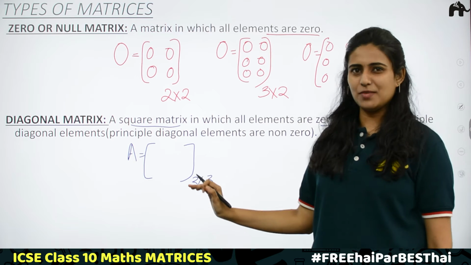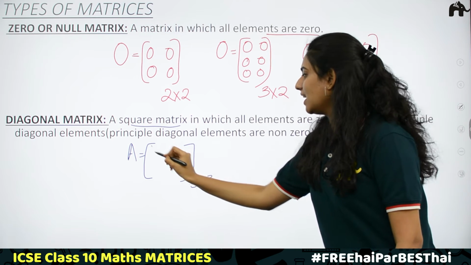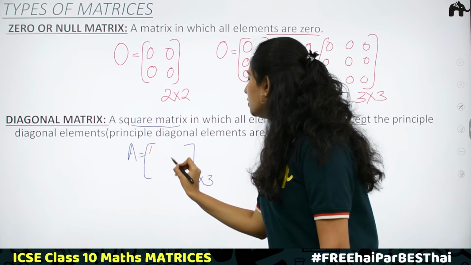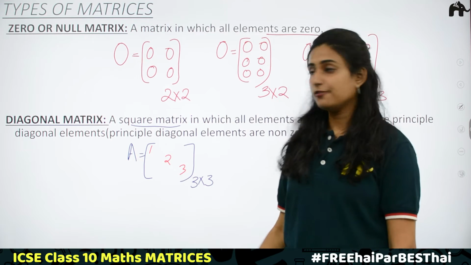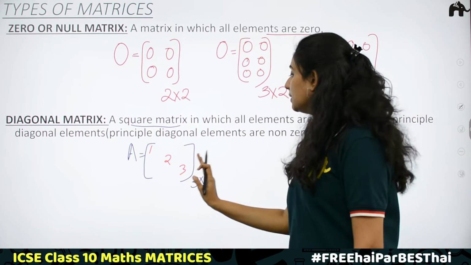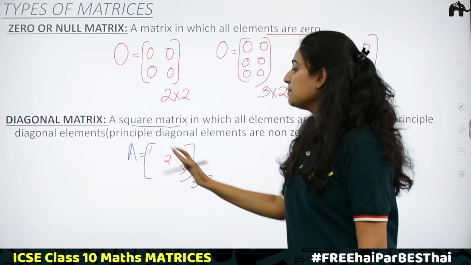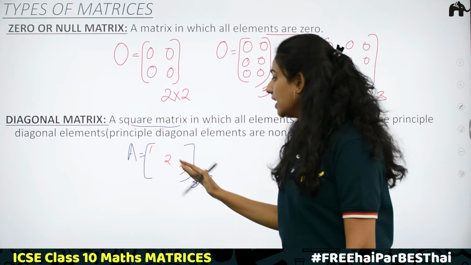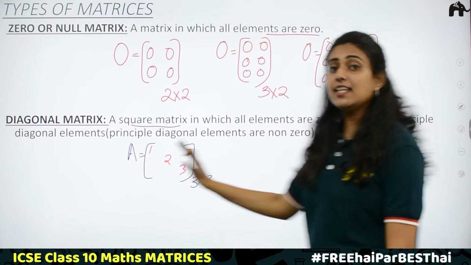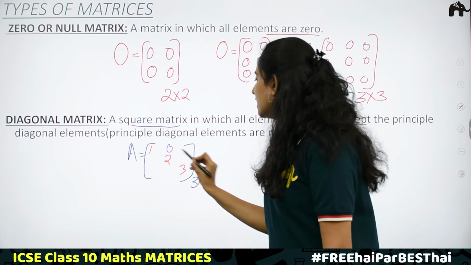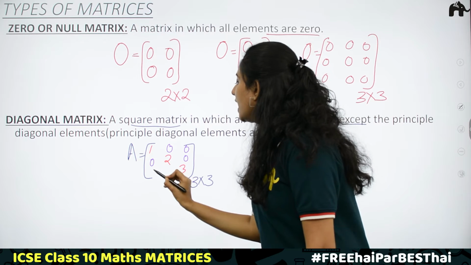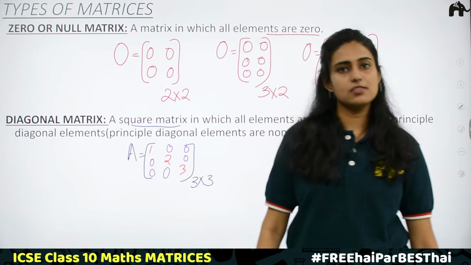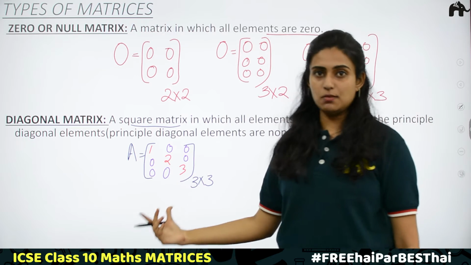What are diagonal elements? This is the diagonal, right? 1, 2, 3, from the top left to the bottom right. This is the principal diagonal. In this principal diagonal, the elements are non-zero, and all the remaining elements should be equal to 0. This is what a diagonal matrix is.